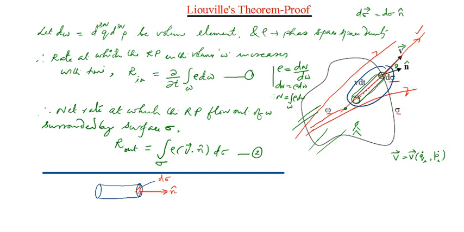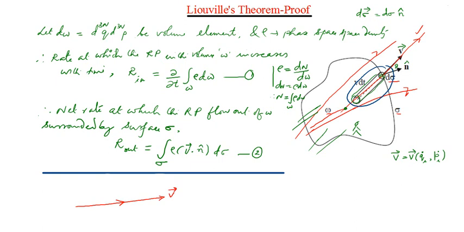The flow is happening like this. Let me make this one a bit more slanted, to avoid confusions. Let me redraw that one, so that we get a clear idea. Suppose the representative point is flowing like this. The direction of the flow of the representative point gives you the direction of the velocity vector. So this is the velocity vector direction.